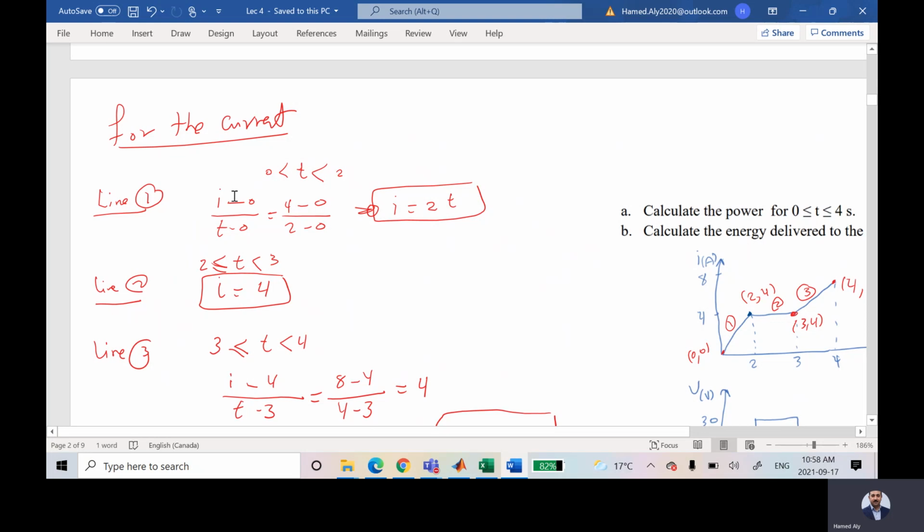If you try to substitute in this equation, you will have 4 over 2, which is 2, equals I over T, which means I is equal to 2T in case you are talking about the current in the period from 0 to 2 seconds. Any question for that?